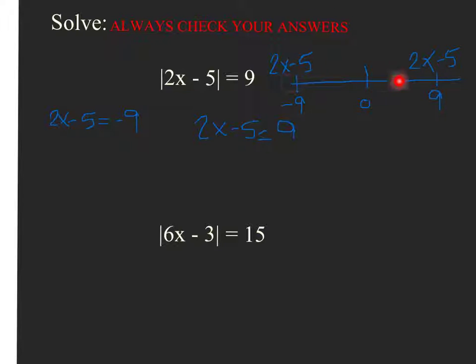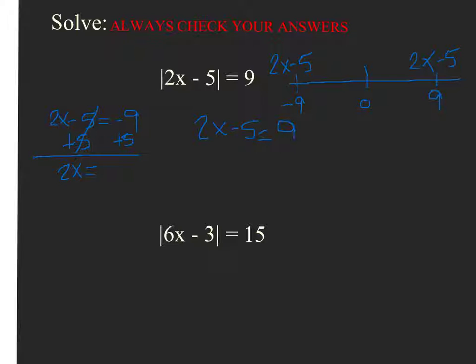Look at this number line and think about what that means. It means that this is 9 away from 0. And so it's at 9 and it's at -9, and that's where we get these two equations. Then we go ahead and solve just like you would solve two different equations. We don't worry about the other one as we solve it.